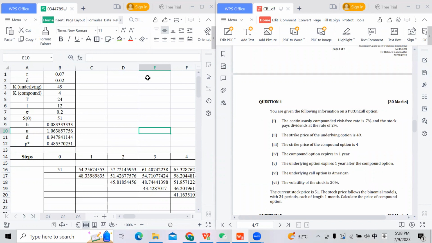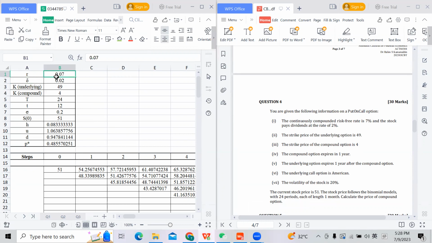Alright, hello everyone. Today I'm going to discuss the stochastic calculus computer-based test, question 4 and question 7. First we are looking at question 4. This is a put on call option, and the following information is given: the risk-free rate, the dividends, the underlying option, the compound option, and so on. We want to calculate this question by using Excel.